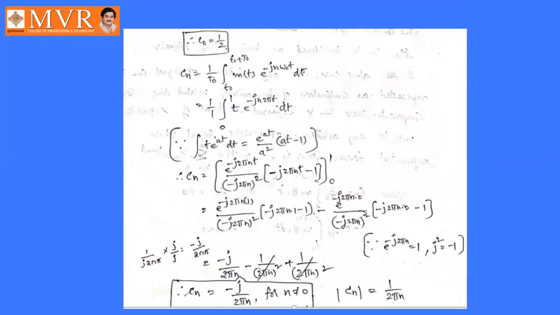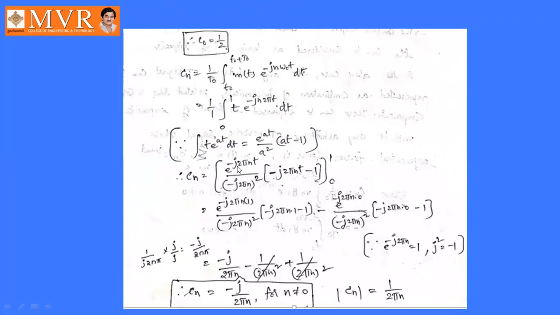Next, coming to the cn value. How to calculate the cn value? cn equals 1 by T naught integral T naught to T naught plus T naught m of t into e power minus jn omega naught t dt. So m of t value is t, 1 by 1 integral 0 to 1 of t into e power minus jn omega naught t, where omega naught value is 2 pi, dt. This integral is in the form of integral t e power at dt, and the integration formula is: integral t into e power at dt equals e power at by a square into (at minus 1). Use this formula in this given problem.